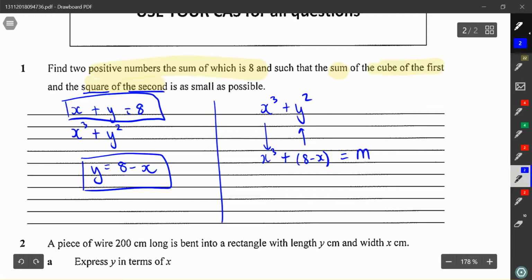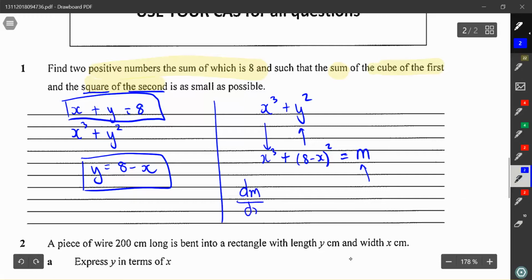Sorry? 8 minus x. Yeah, 8 minus x squared. Oh, yes, you're right. Thank you. Find the derivative of both of those, so that equals 0. I'm thinking whatever this equals to, we are trying to find the derivative of this equation. We say that whatever m is, that's the answer, but we want it to be the minimum.